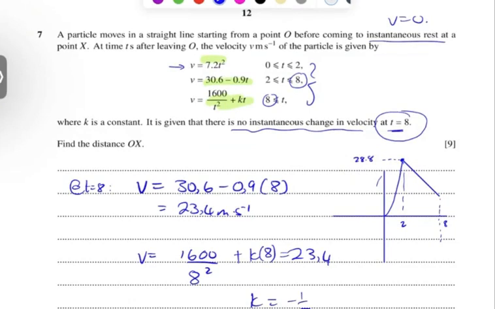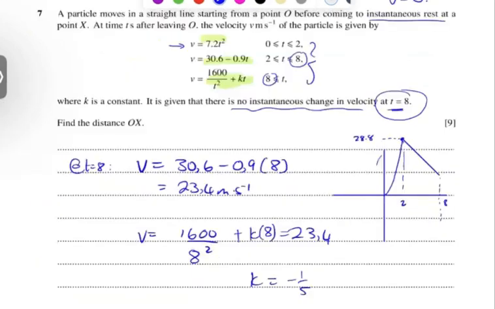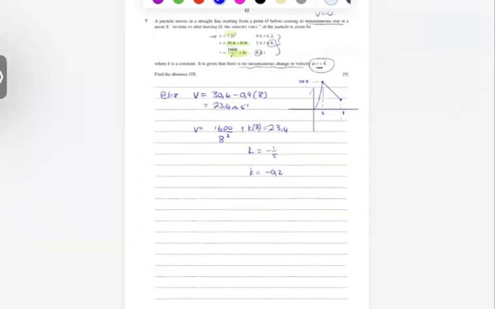Let's just take a look at what's happening at 2 seconds. So 30.6 minus 0.9 times 2 is 28.8. So it doesn't yet cross the x-axis, or rather the t-axis. So then it's going to also start there. Something's happening in the last bit, so we need to find out where it crosses the axis.